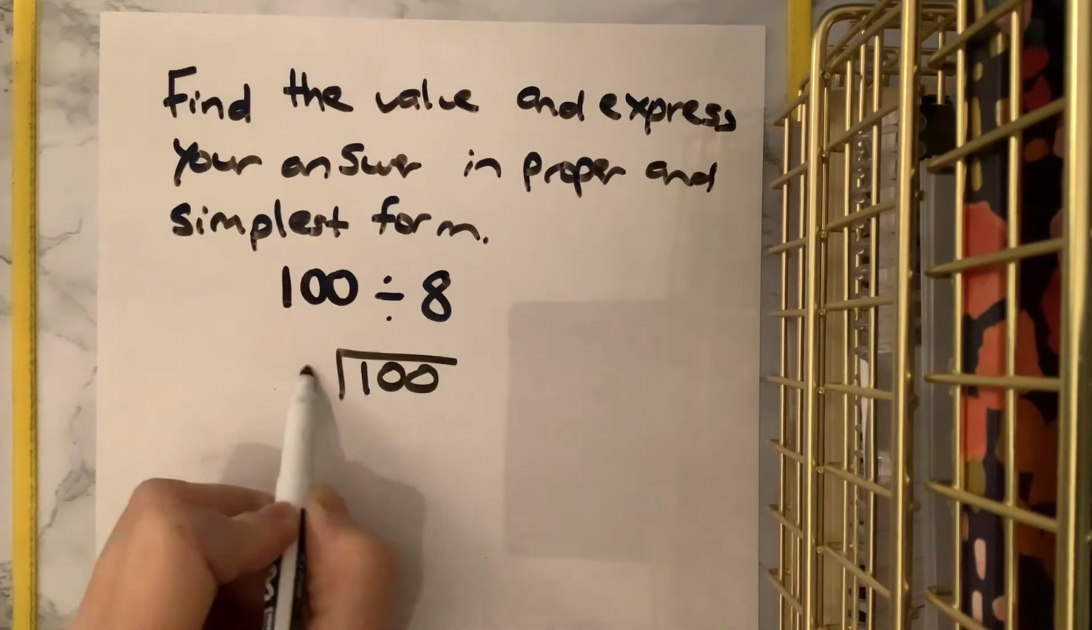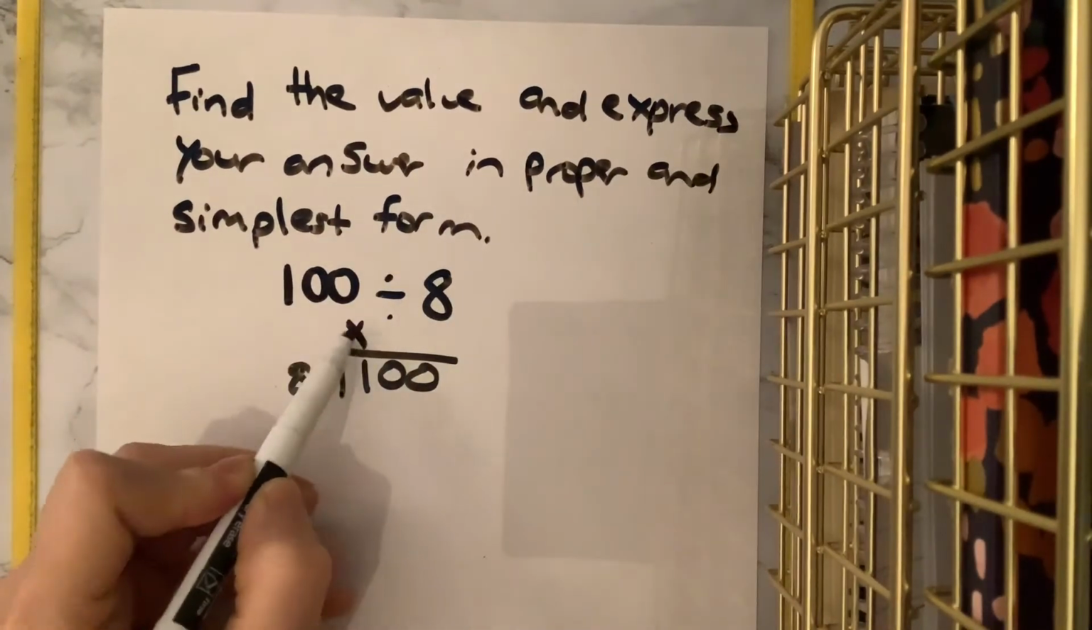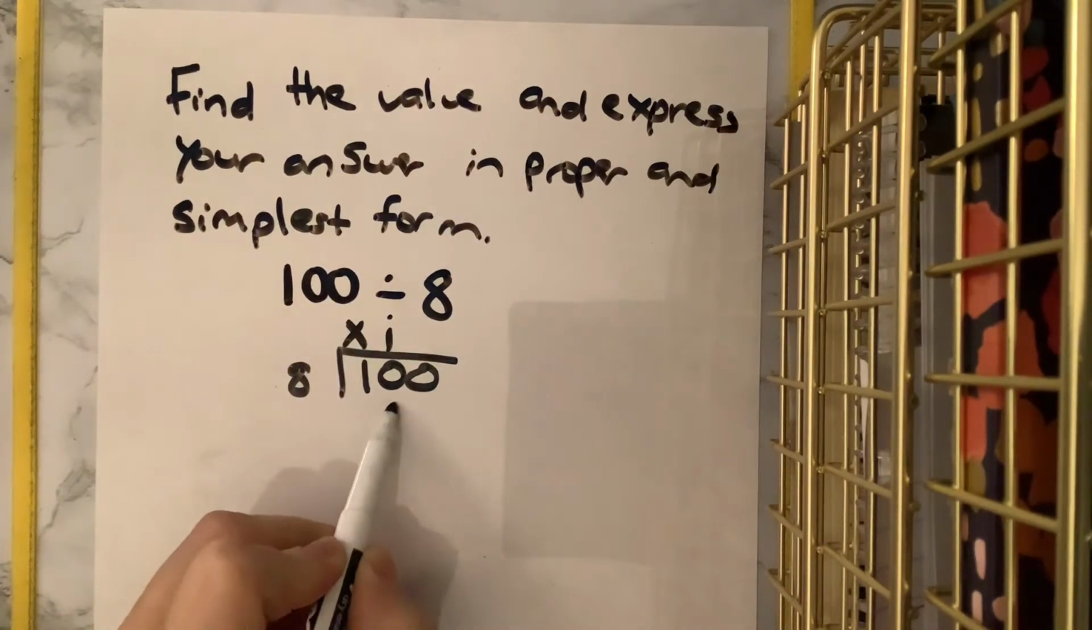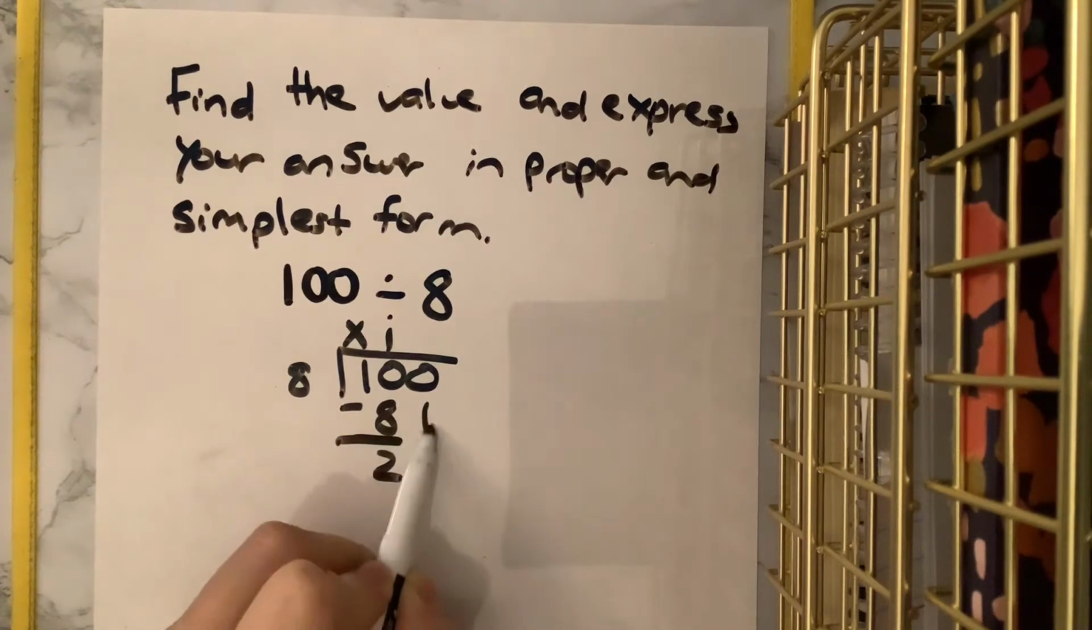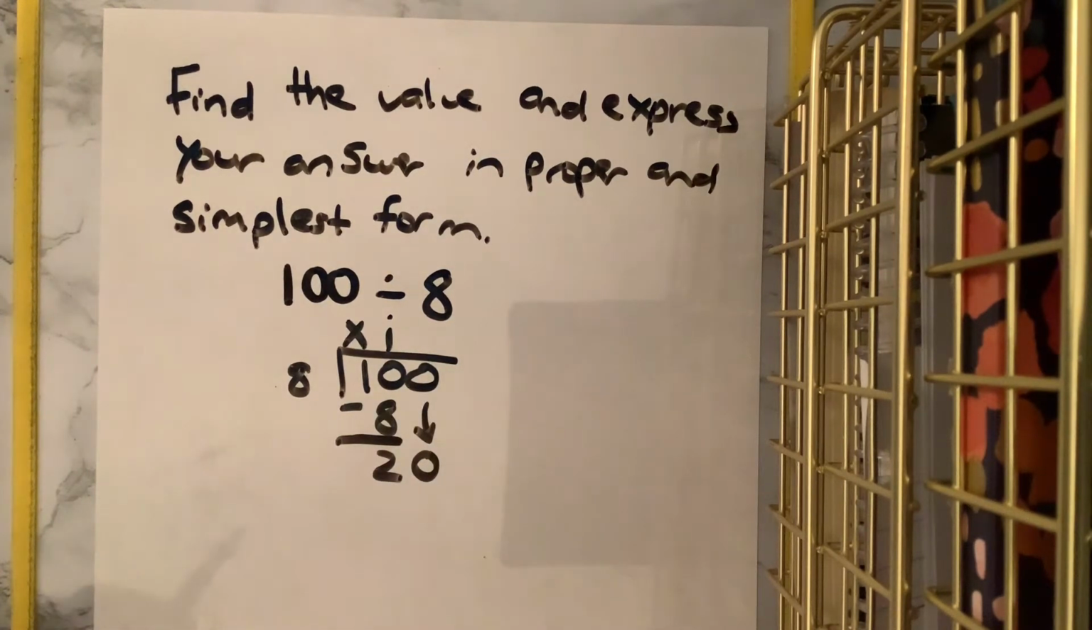So 100 divided by 8. 8 does not go into 1, but it goes into 10 one time with a remainder of 2. And we bring down our 0. 8 goes into 20 2 times with a remainder of 4. Now, in our lessons of late, fifth graders, we've been putting a decimal point and adding a 0, which is a great skill and one we're going to keep working on.